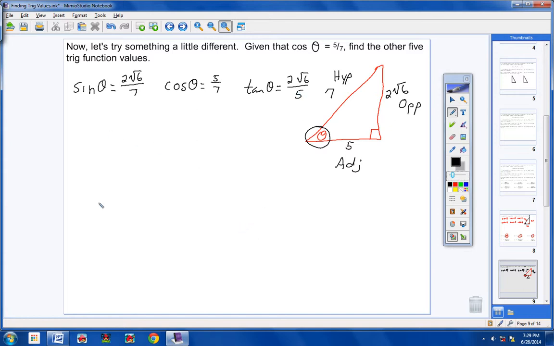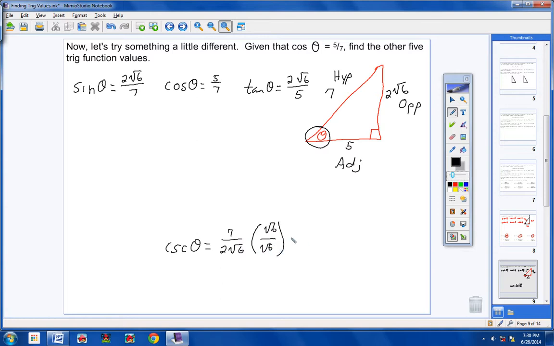Now here's where it gets a little tough, so please watch carefully. I want us to find the cosecant of theta, and cosecant's the inverse of sine. So cosecant would be 7 over 2 square root of 6. Now students, we really don't want a radical in the denominator here. And again, you should have learned this in Algebra 1 and Algebra 2. That's called rationalizing a denominator. You do not want this radical in the bottom. So you multiply the top and the bottom by the square root of 6.